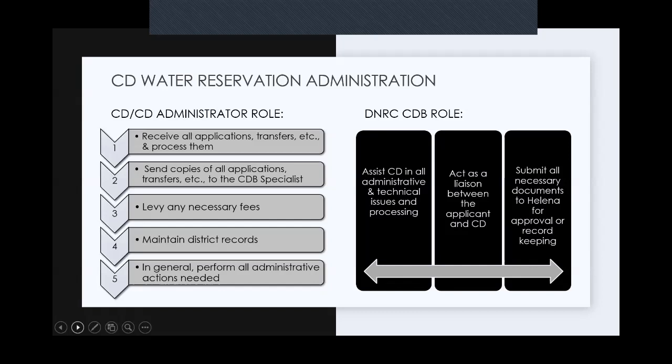Just in summary, the water reservations are blocks of water that the districts hold for individuals to apply to use for ag irrigation. There are 32 districts in Montana that have water reservations. And there's a role that the administrator plays and that the CD Bureau staff play to assist them. In closing, to date about 60,000 acres of ag irrigation have taken place using the districts' water reservations. So it's a great benefit to the local districts and also to the state of Montana. So with that, that's it.